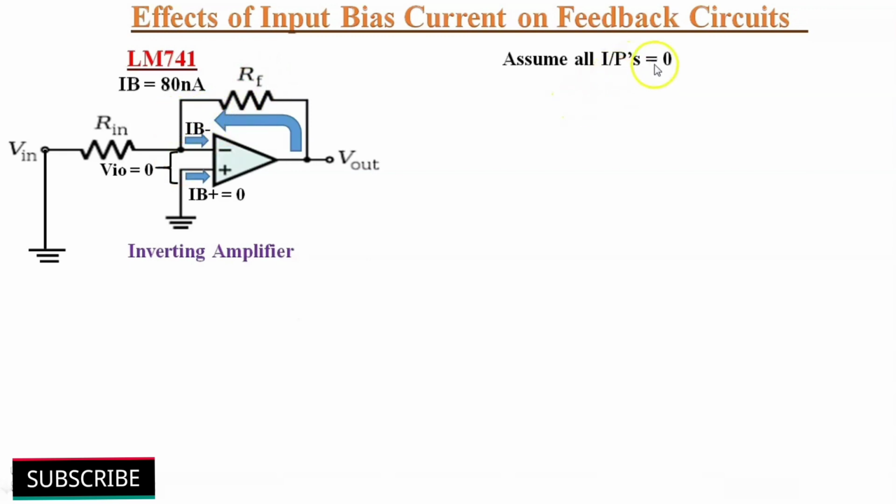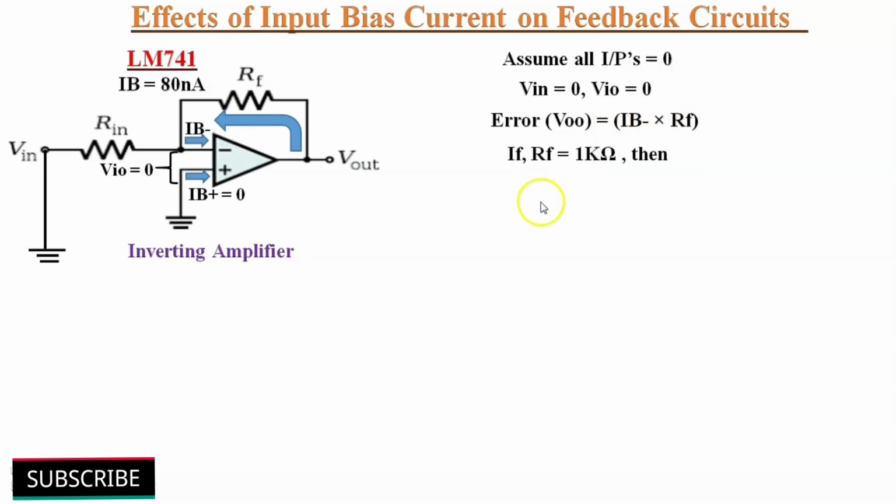Let's assume all inputs are 0. Vin is equal to 0 and input offset voltage VIO is also 0. So the error in output voltage VOO is equal to IB minus into RF. If the RF value is 1 kilo ohm, the output offset voltage or error VOO becomes 80 nanoamperes into 1 kilo ohm. That comes to plus or minus 80 microvolts error.